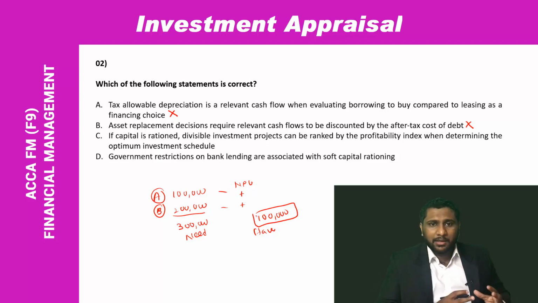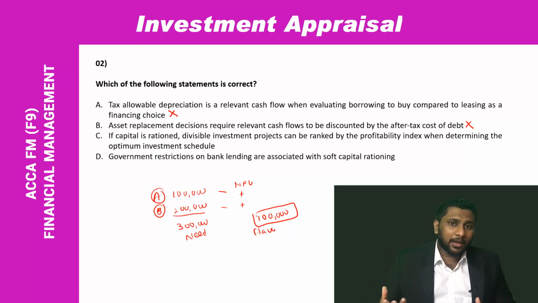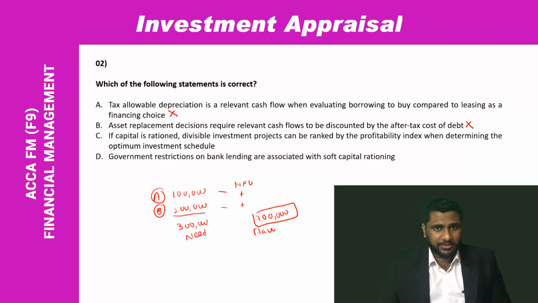Even though you need 300,000 to proceed with the investment, you have only 100,000. The capital is not enough for you to proceed with all the positive NPV generating projects. So if the capital is limited, you should be able to identify what is best for the company. If the projects are divisible, how can you understand what's best for the company?